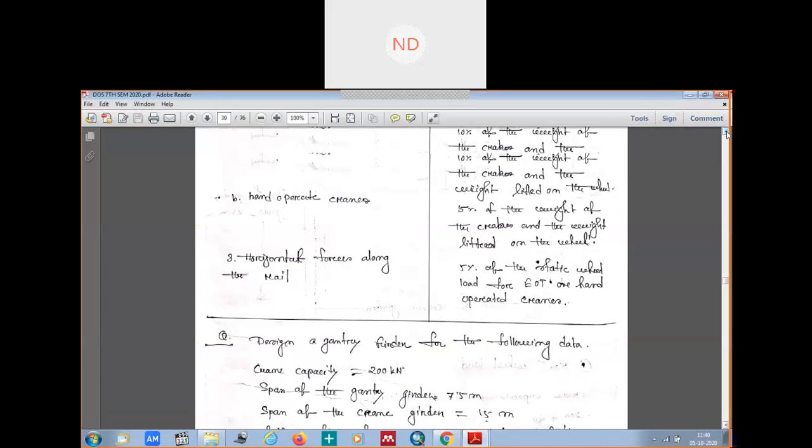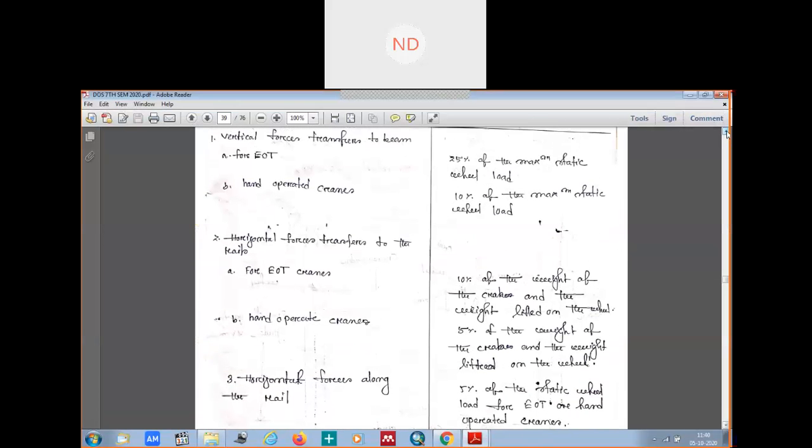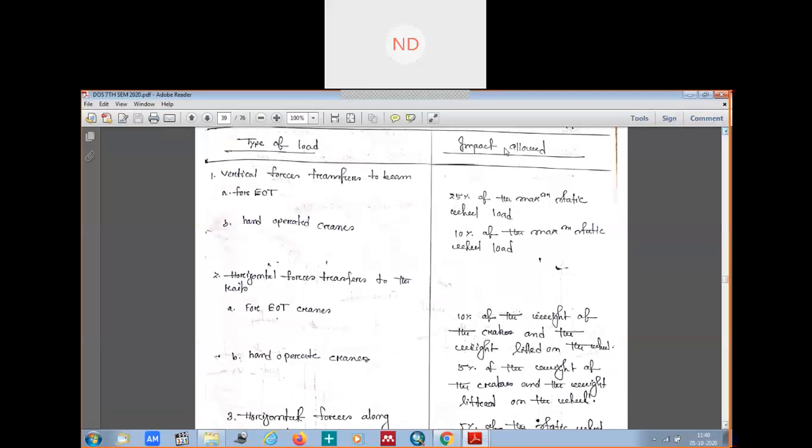There are different loads, we know. There are different types of load. I told you about the vertical forces. You can see this in this table: the types of loads which are present in the gantry girder and the impacts allowed, according to IS 875. The first load which will come is the vertical forces, which will transfer to the beam.